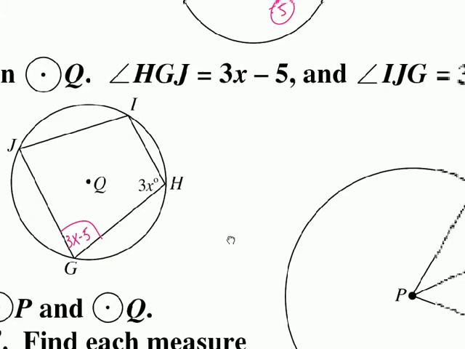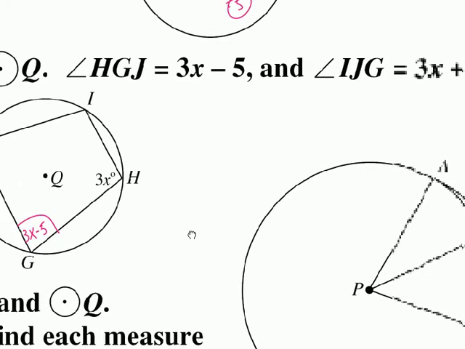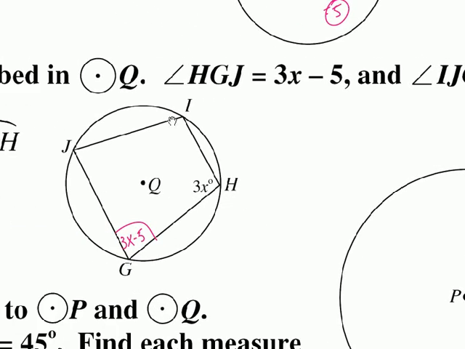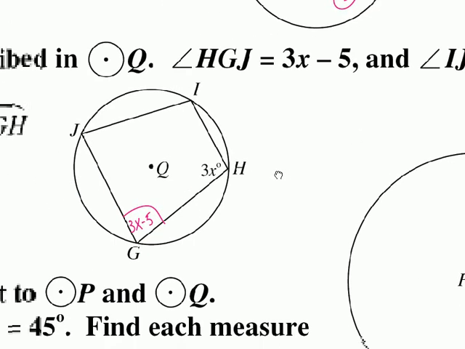And then IJG. Say that a bunch of times fast. IJG is what I say was 3x plus 5. Okay. So this is 3x plus 5. That's this angle right here.